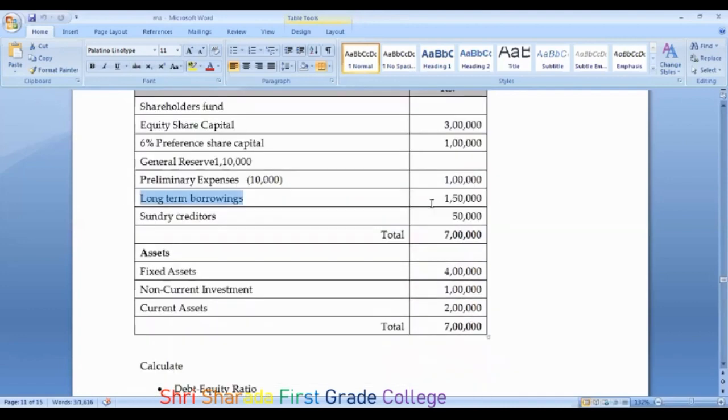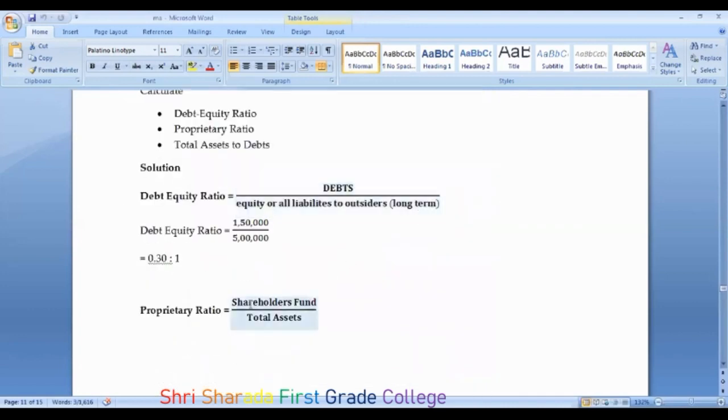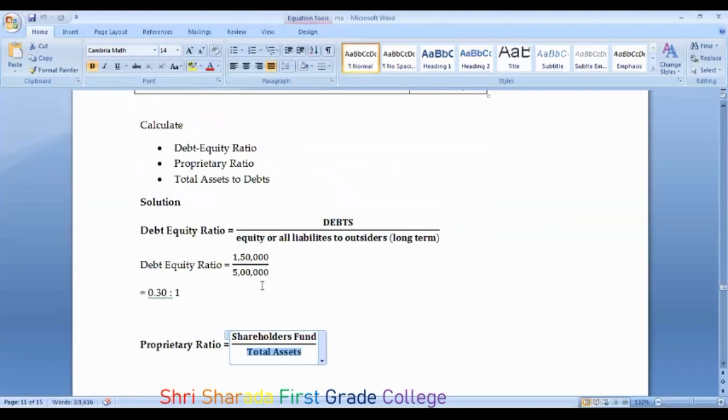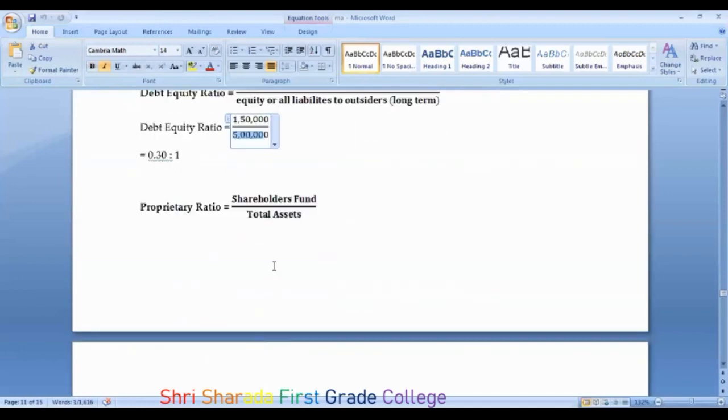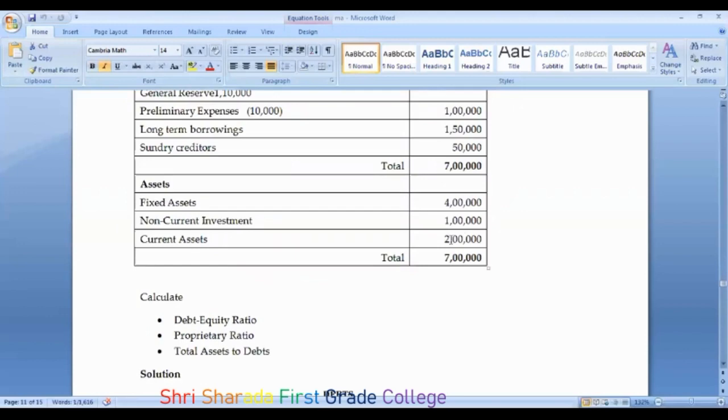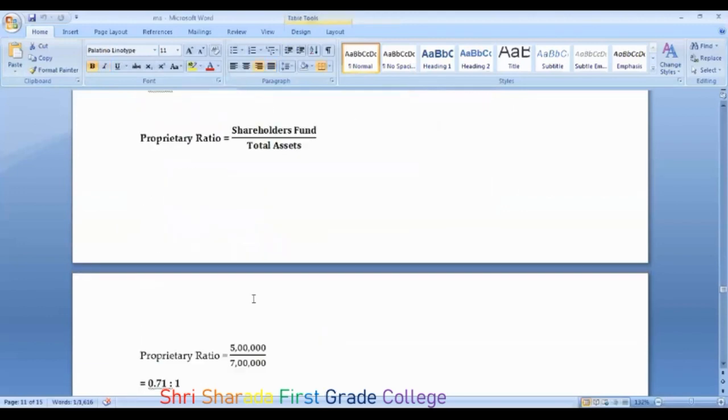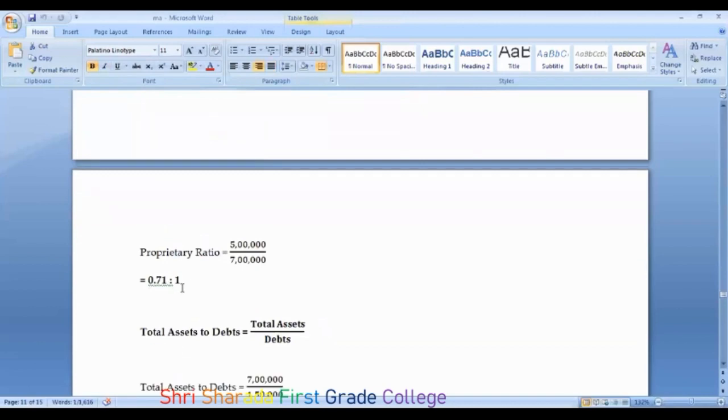And now the proprietary ratio. I told you, it considers all the shareholders' fund along with the total assets. So which is the shareholders' fund? When you find out the debt equity ratio, you can find out the proprietary ratio. See here, there is an equity or liability of 5 lakhs, which moves on as the shareholders' fund, 5 lakhs. And total assets is already given here, total assets 7 lakh. So consider 7 lakh. So the proprietary ratio is 0.71:1.